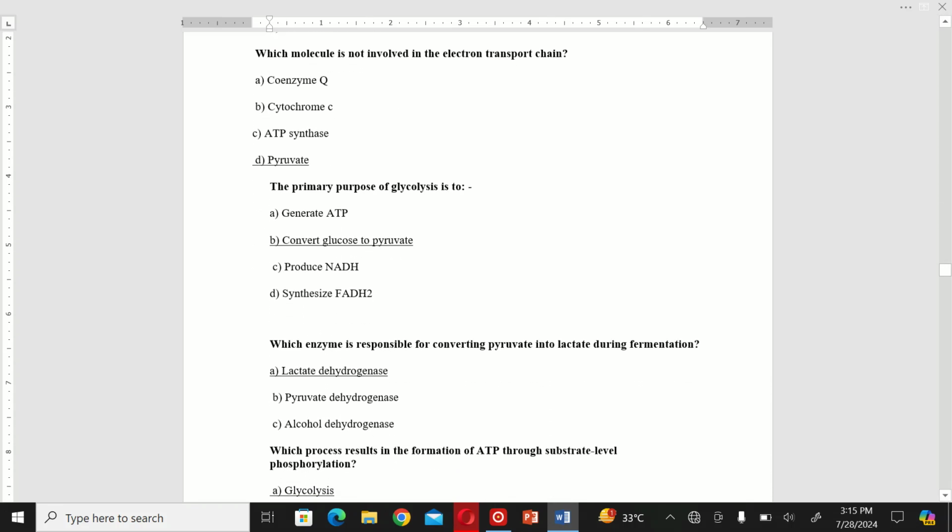The next MCQ is which molecule is involved in the electron transport chain? A. Coenzyme, B. Cytochrome, C. ATP synthase, and D. Pyruvate. So the correct option is D.